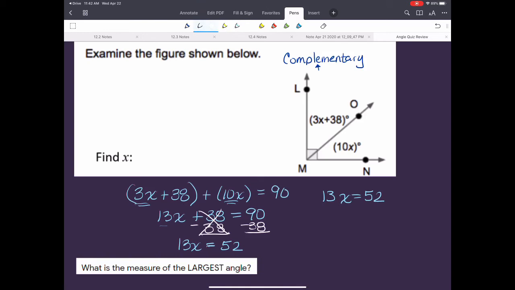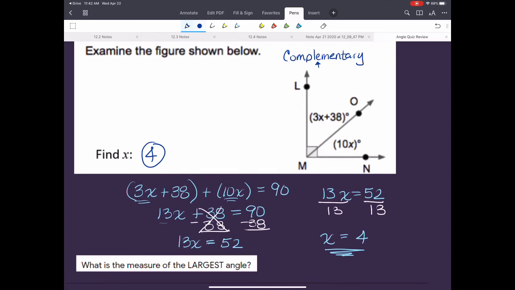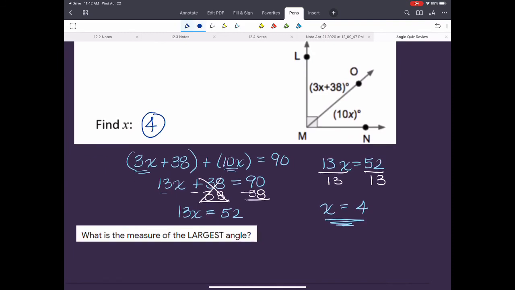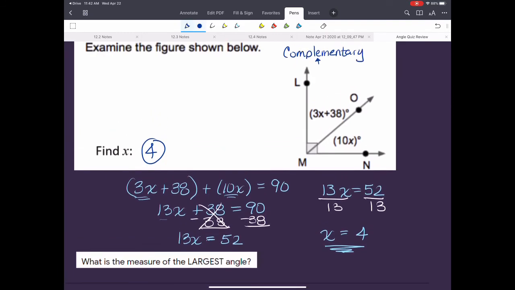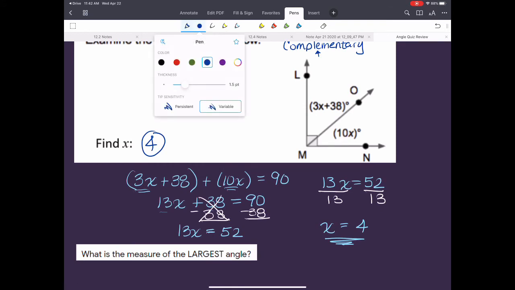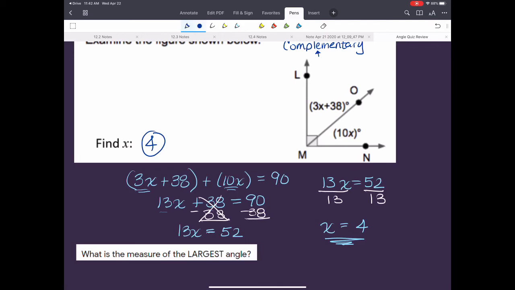And now it's down to a one-step equation, which means we're going to divide both sides by 13. We just figured out what x was. So x equals 4. So that's one answer right there. If you put 4 degrees, it's also okay, but you just have to put 4. Now the second part of this question is, what is the measure of the largest angle? Now I know it looks like it's right here, and it is, but don't always assume that. So solve both of them if you're not sure.